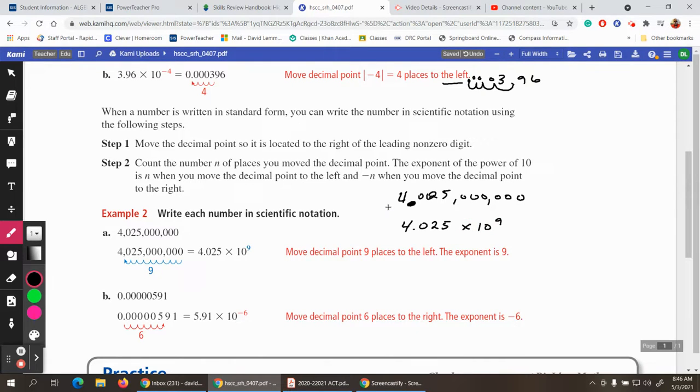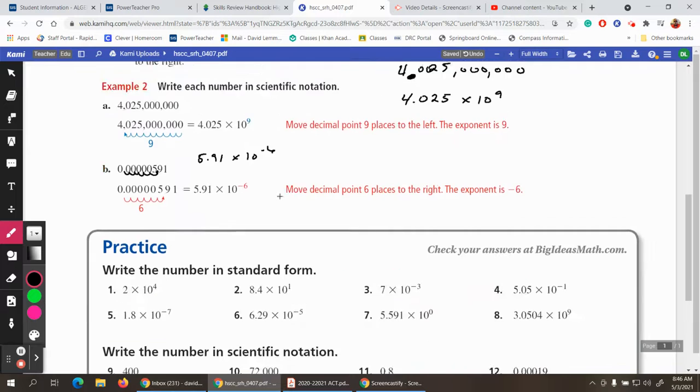Same thing's true here. Count the numbers, right? So this moves 1, 2, 3, 4, 5, 6 to the first number that's greater than 1, less than 10, which is 5.91 times 10 to the negative 6th. All right, and that's scientific notation.